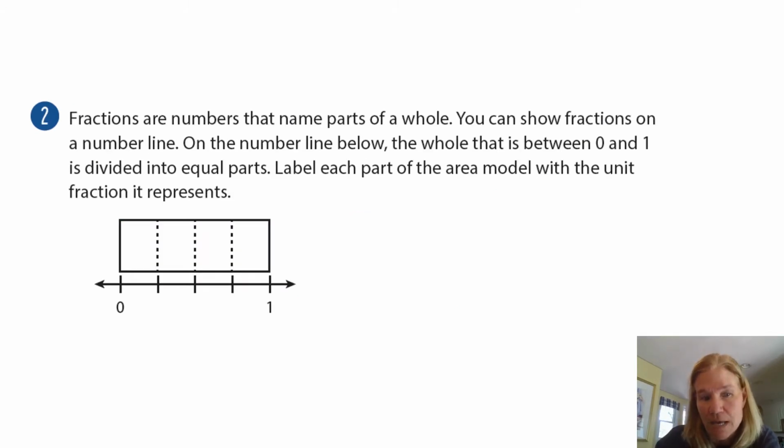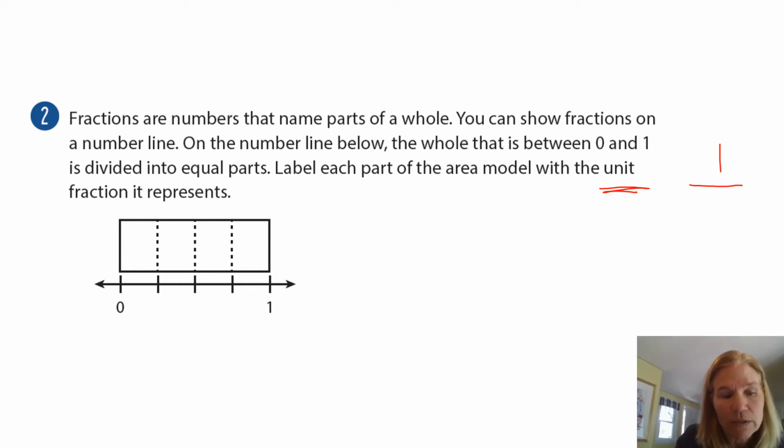Fractions on number lines name parts of a whole. So you can show fractions on a number line. On the number line below, the whole that is between 0 and 1 is divided into equal parts. Label each part of the area model with the unit fraction it represents. Let's think about that unit fraction. Remember what we said earlier, unit fraction is always going to have a 1 as the numerator. So if we look at this, we know we have a whole number 0.